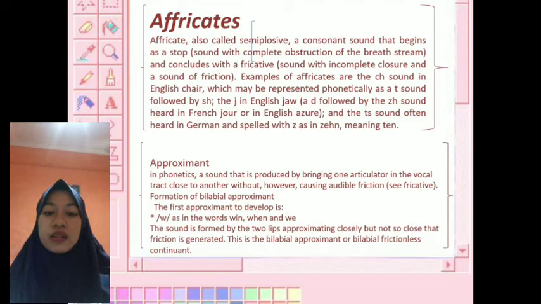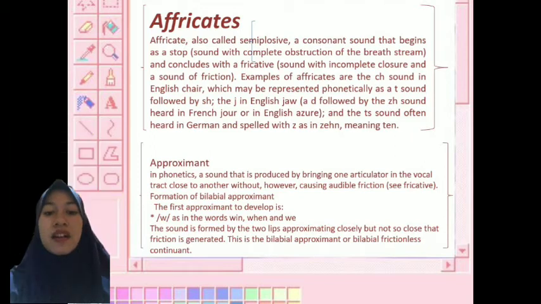Okay, I will explain about approximants. An approximant, in phonetics, is a sound that is produced by bringing an articulator in the vocal tract close to another without, however, causing a turbulent airflow or friction. Approximants include semi-vowels such as the Y sound in yes or the W sound in war. There are only three approximants in English and they are all voiced. They are also all produced with the soft palate raised, and they are therefore oral sounds.